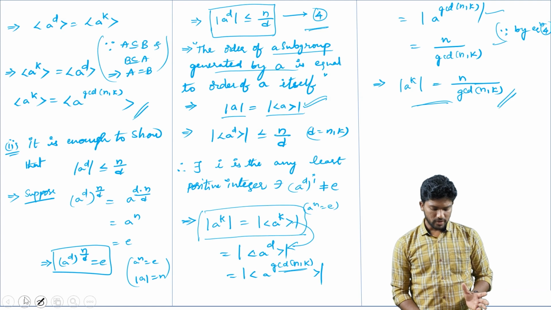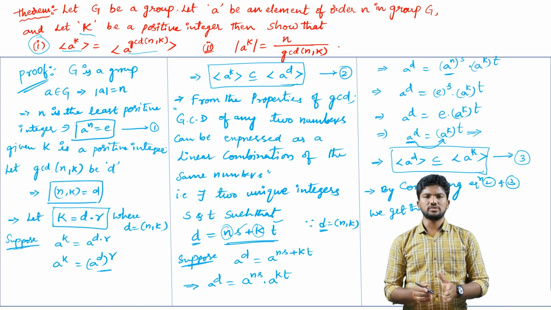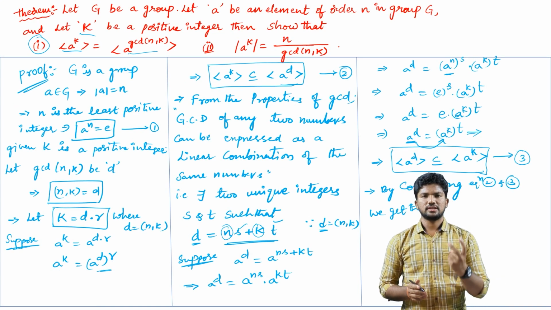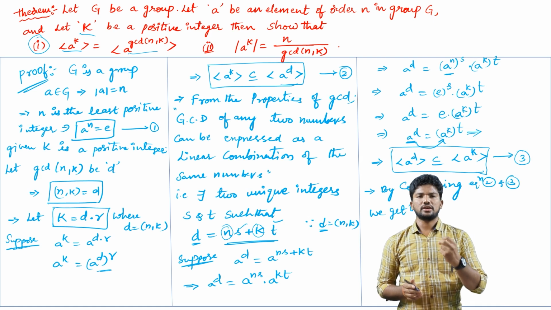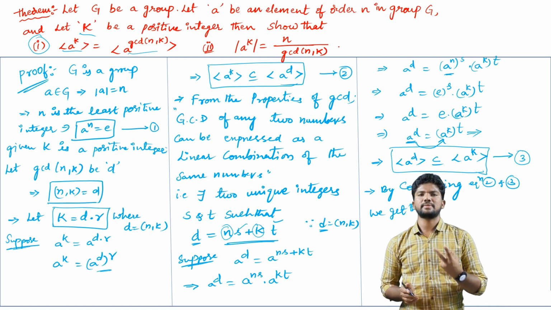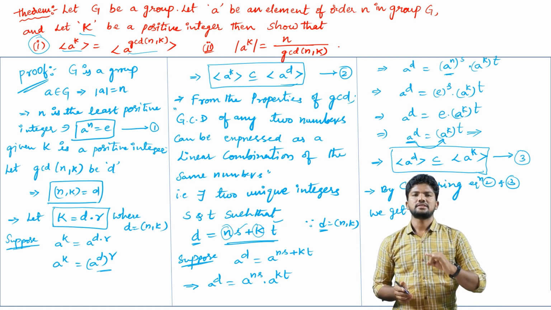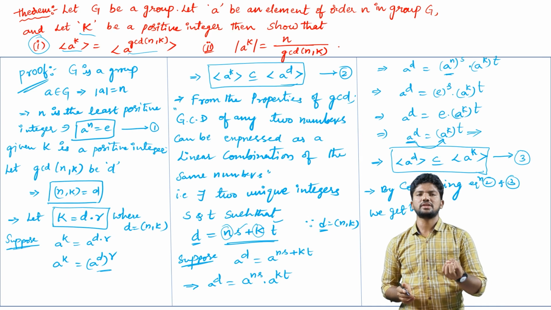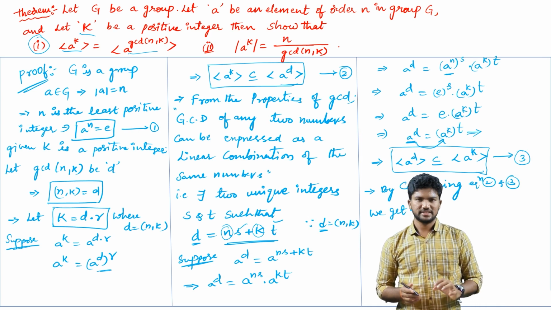In this format, we proved this theorem by using the two conditions: that the GCD of any two numbers can be expressed as a linear combination, and that the order of an element is equal to the order of the subgroup generated by the same element.